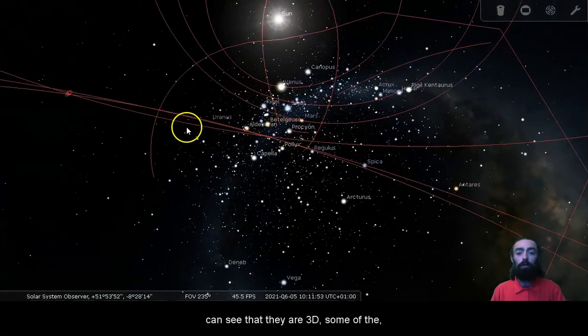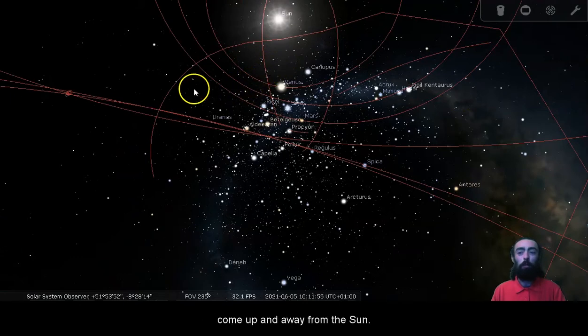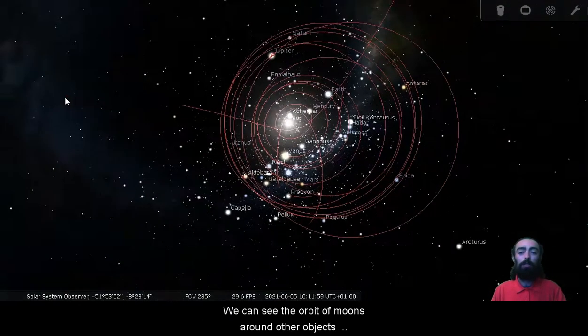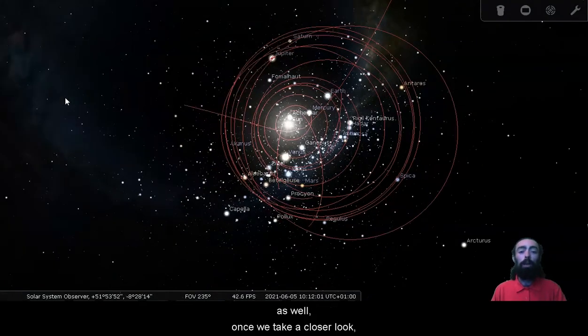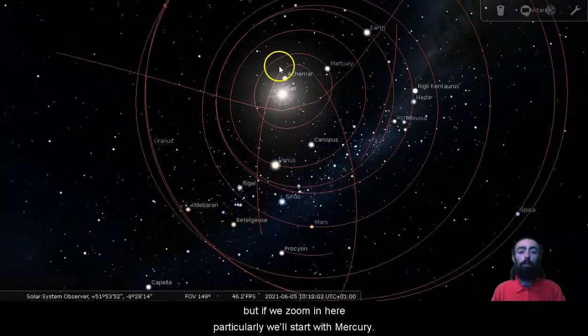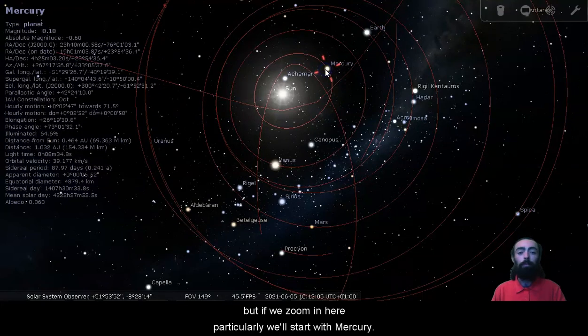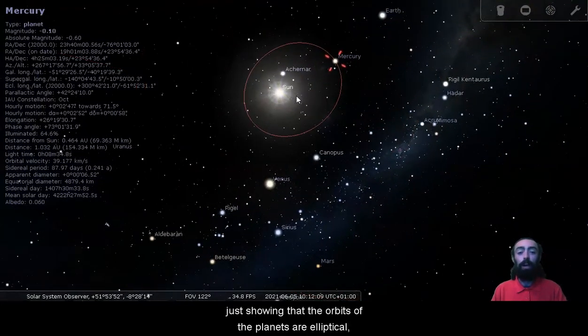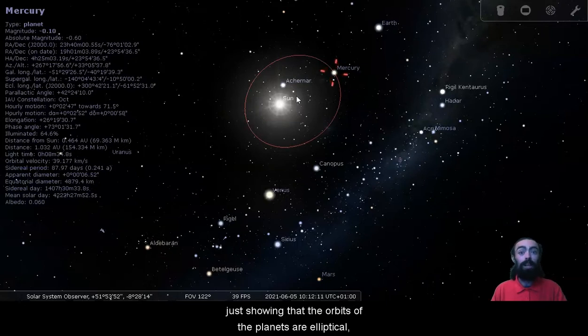And by looking around, you can see that they are 3D. Some of them come up and away from the sun. We can see the orbit of moons around other objects as well once we take a closer look. But if we zoom in here, we'll start with Mercury. You very clearly see that this isn't a circle. And this is, in fact, just showing that the orbits of the planets are elliptical.